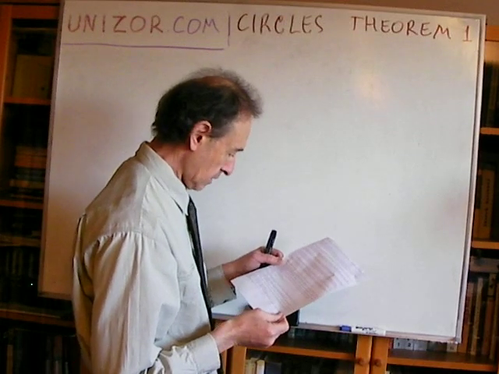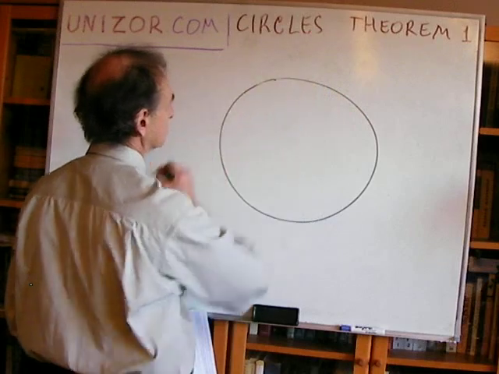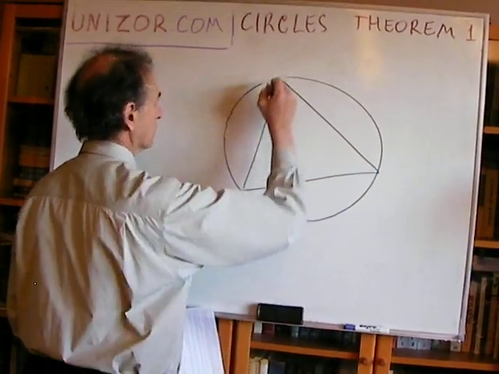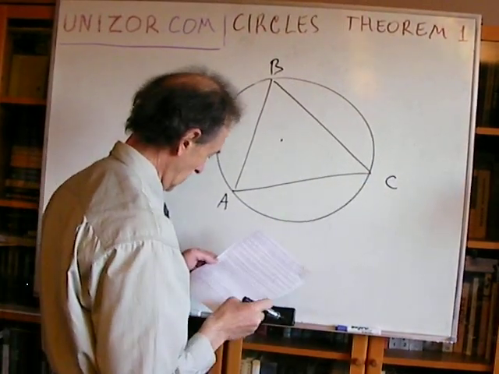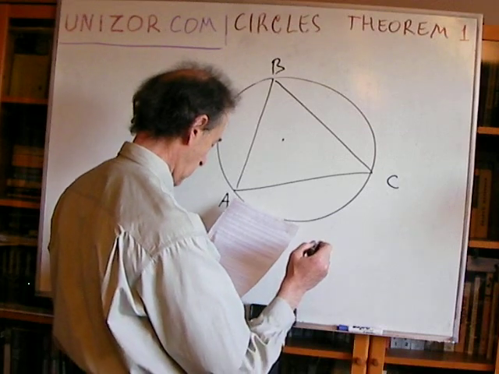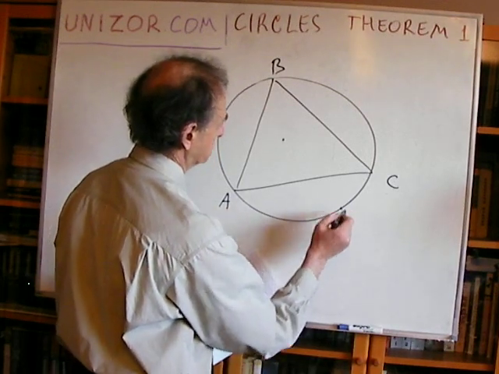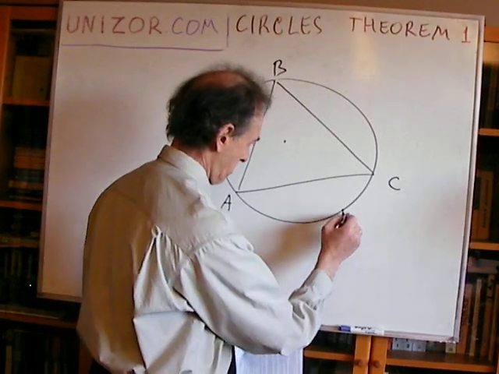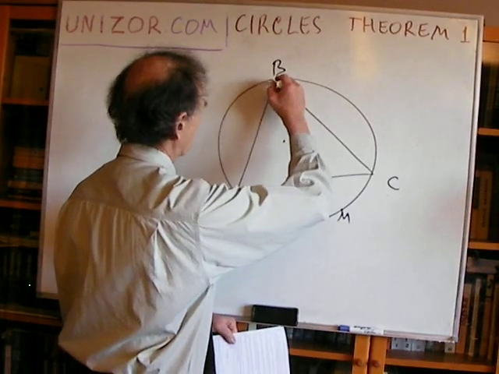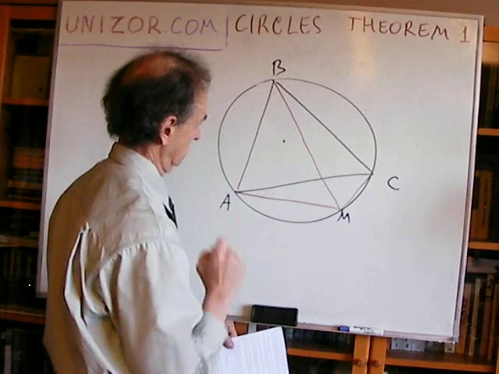All right, given an equilateral triangle ABC inscribed into a circle. So there is a circle, and there is a triangle ABC inscribed into it. All right. Any point M on a circle, connect it to the vertices of this triangle. So we take any point M here and we connect it with three vertices. So we have this, this, and this. All right.